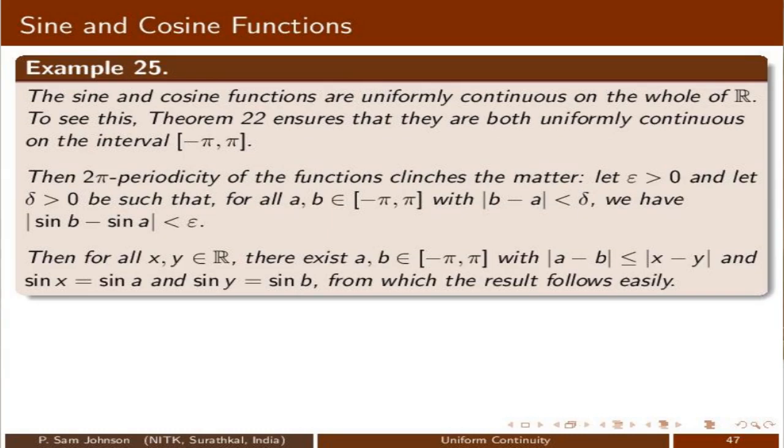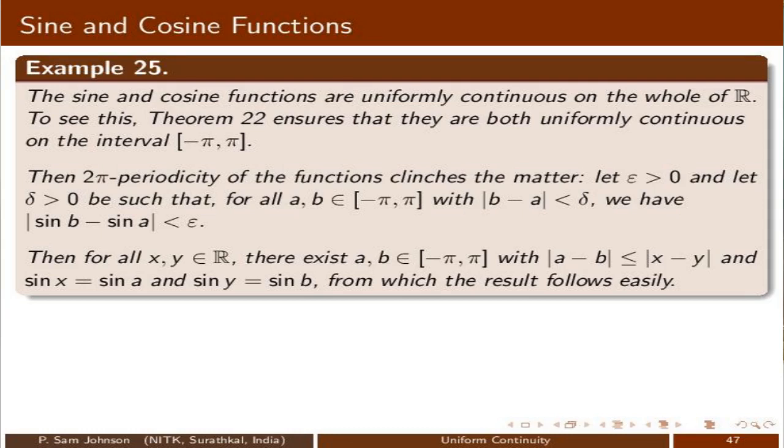Now the next example says, what about uniform continuity of sine and cosine functions? They are uniformly continuous on the whole real line, because by using the uniform continuity theorem, we can easily see that these functions are continuous on the closed and bounded interval -pi to pi.